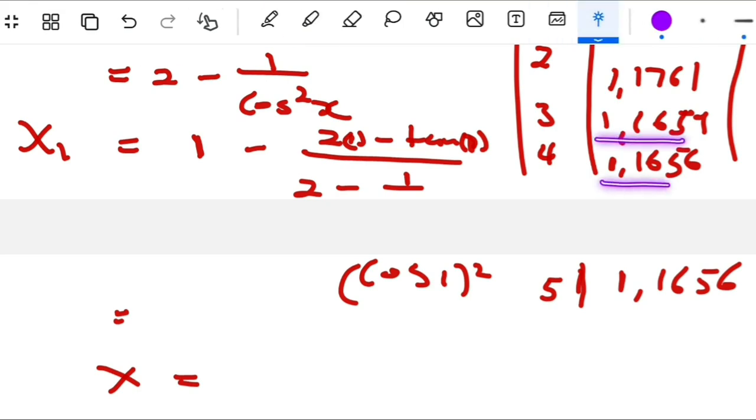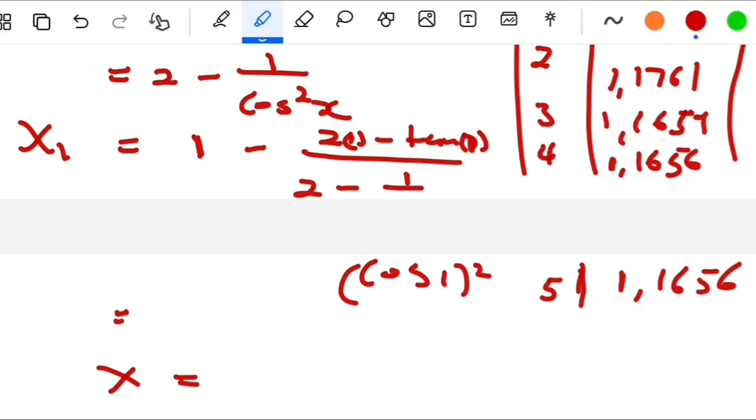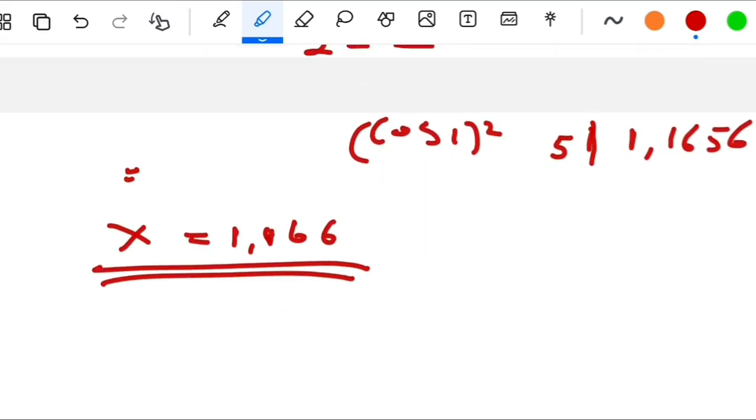So your answer x now, we are taking this one and this one and this one are not changing, which means it's now becoming constant. It's getting closer and closer to your real value of x. So in 3 decimal places, we can simply take 1.166. This is our answer there.